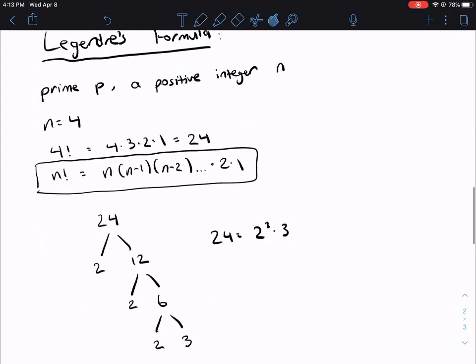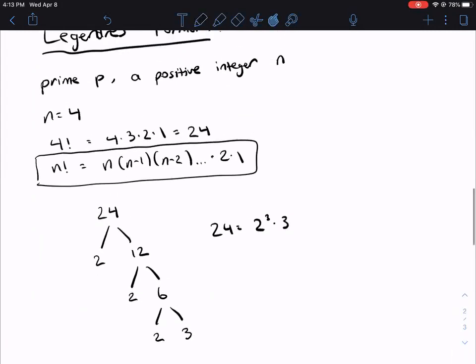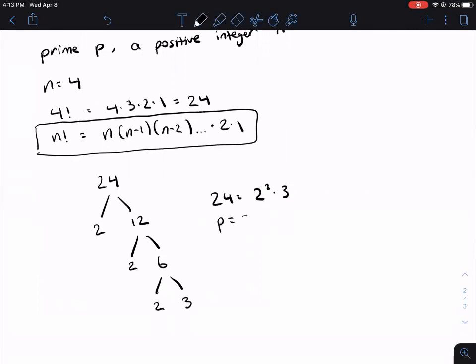Okay. So let the prime be 2. So p equals 2. The number of factors, or not factors, powers of 2 that are in 24, here it's 3. Does that make sense? So basically that means 2 to the 3 divides 24, but 2 to the 4 does not. So do you understand what Legendre's formula finds?